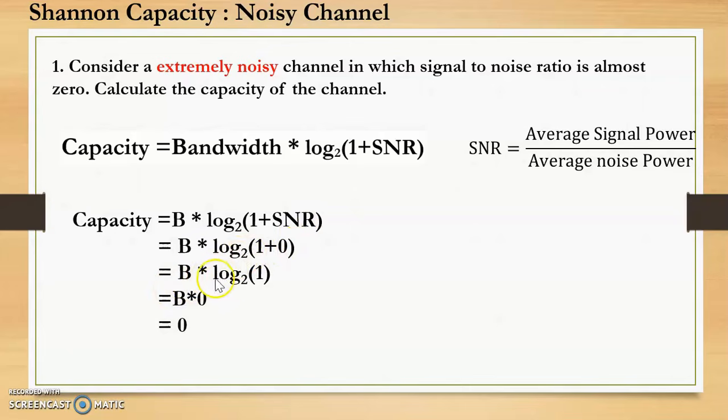So that will be B into log of 1 to the base 2. Now log of 1 is 0, so we will get B into 0 and the answer will be 0. So the capacity of the channel will be 0. So it means that if the channel is extremely noisy, then we cannot receive any data through the channel. So the capacity of the channel will be 0 regardless of its bandwidth.